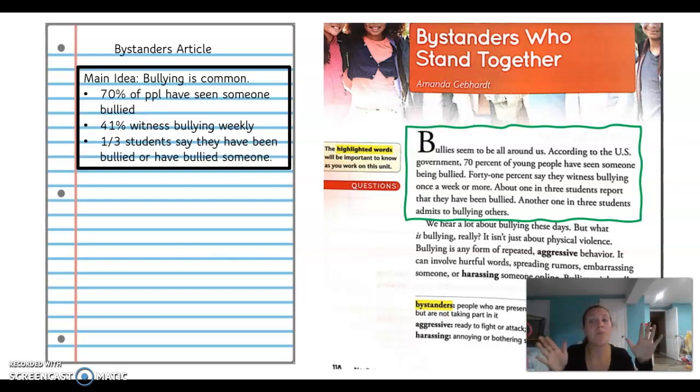So I could even stop right there if you wanted to go paragraph by paragraph, and I could stop and think of my hand. And I could say, okay, bullying is any form of aggressive behavior. And then our supporting details would be hurtful words, spreading rumors, embarrassing someone, harassing someone online. So quickly, that's how I can read, think of my hand, main idea, and some details.